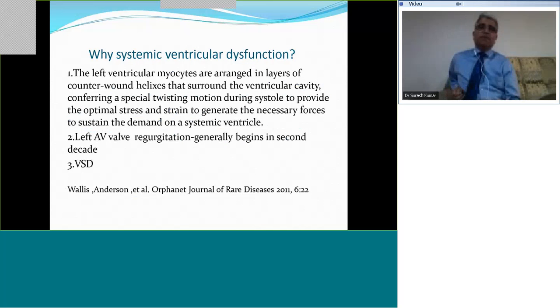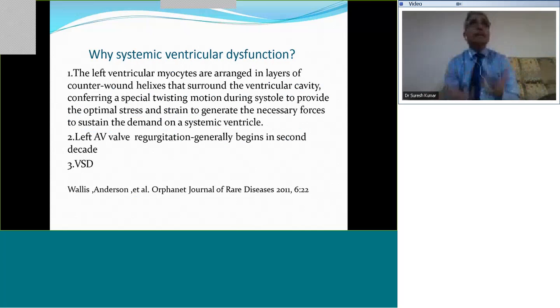Why does systemic ventricular dysfunction occur? The left ventricular myocytes are arranged in a particular way to promote generation of force most efficiently and to a much higher level than the right ventricle. They are counterwound helices that surround the ventricular cavity. So in systole, there is a peculiar torsional movement that generates much higher pressure and forces to sustain the demand on a systemic ventricle. Once it moves to the right side, the purpose of this is lost.